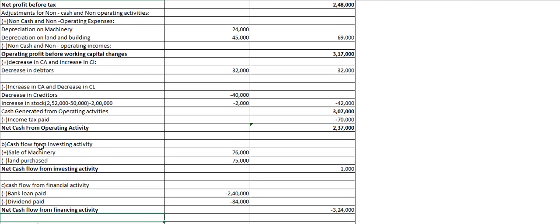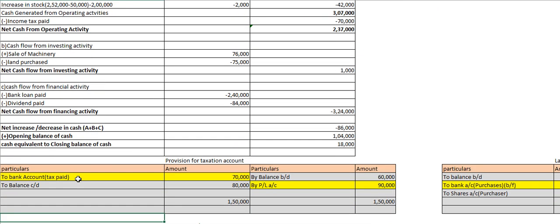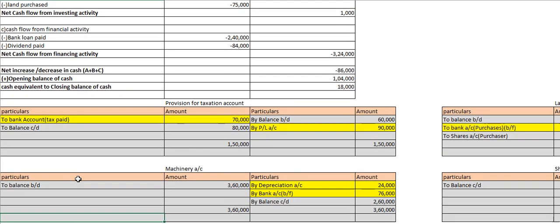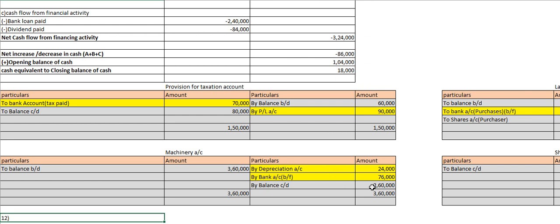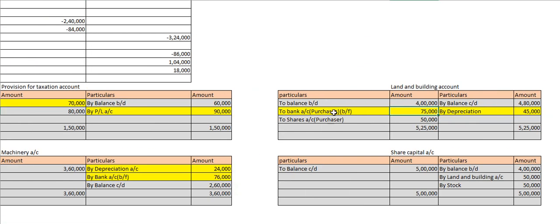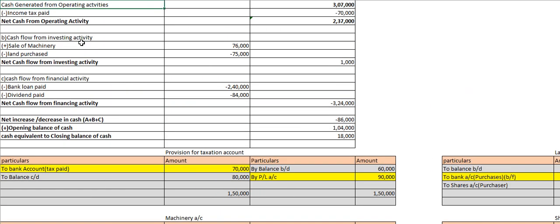So now we are moving on to cash flow from investing activities. If you see, in your ledger accounts we have sale of machinery 76,000 and purchase of land and building only by cash, which is 75,000. Only that you will consider. So it will be sale of machinery 76,000 minus land purchase. Purchases will always be minus because there is an outflow of cash. Only when there is an inflow of cash will you add it. The resultant figure is 1,000, which is nothing but net cash flow from investing activities.